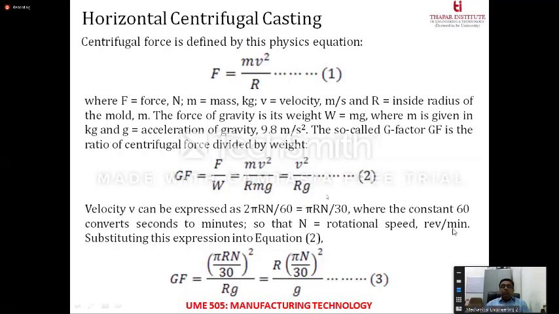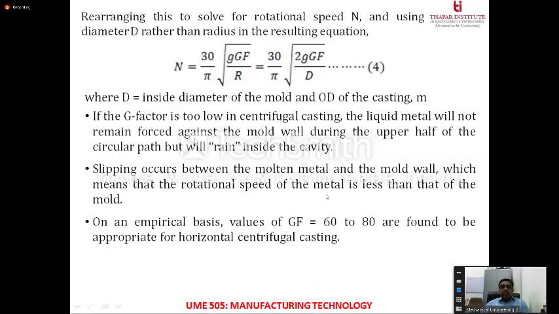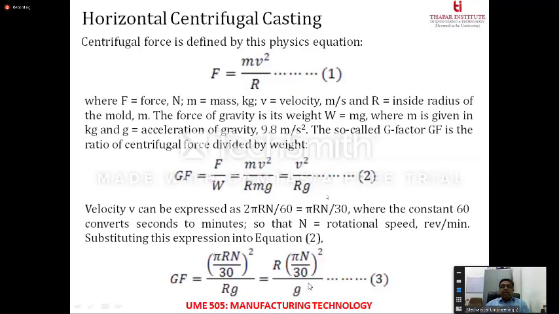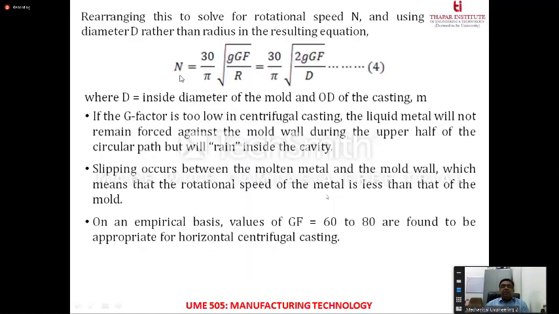Once I know that n is the rotational speed, substituting this expression, the velocity v becomes pi rn by 30, whole square, divided by rg. So this becomes r into pi n by 30 whole square divided by g. By rearranging this equation, I can find out the rotational speed needed to generate a sufficient G factor, which will help in creating a good centrifugal casting. So n is given as 30 upon pi, root of 2G into capital G upon d, where small d is the inside diameter of the mold and outer diameter of the casting.